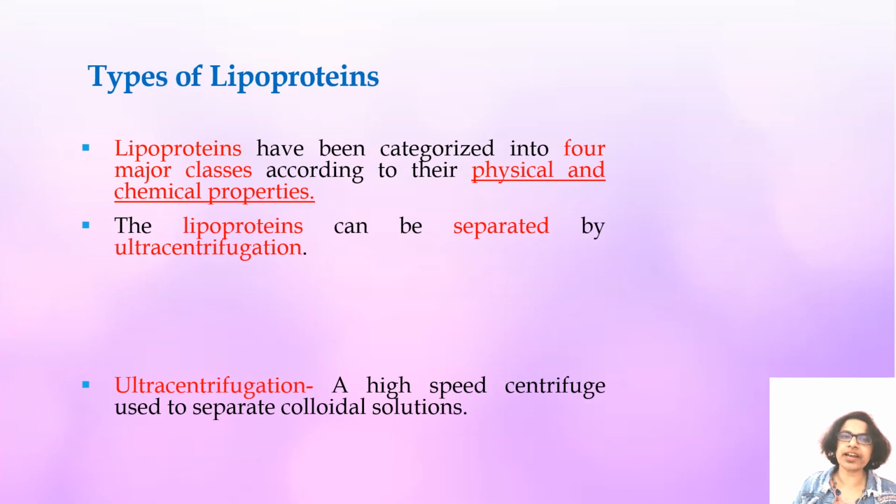So let us talk about the types of lipoprotein. Lipoproteins have been categorized into four major classes according to their physical and chemical properties. The lipoproteins can be separated by ultracentrifugation. In the laboratory, with a centrifuge device, we are able to separate these lipoproteins.